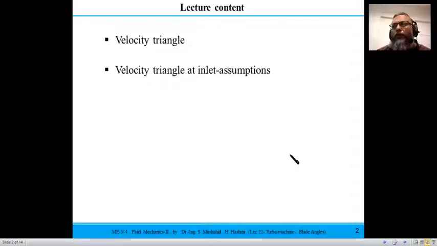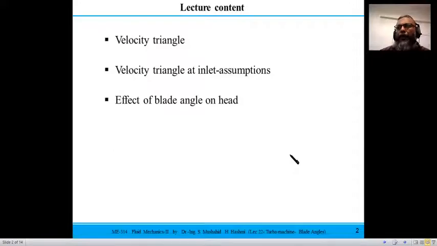There are two assumptions: no shock and no prewhirl condition, which are to be utilized in most of the problem solving. And then we will go into the effect of the blade angle on the performance parameter, the head developed or head required in case of a pump, and head developed in turbines.